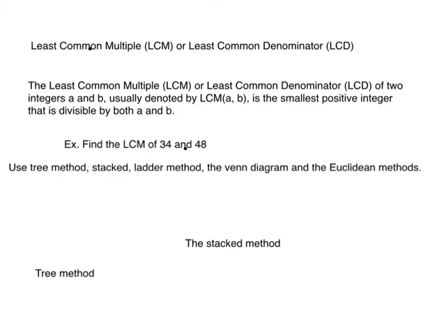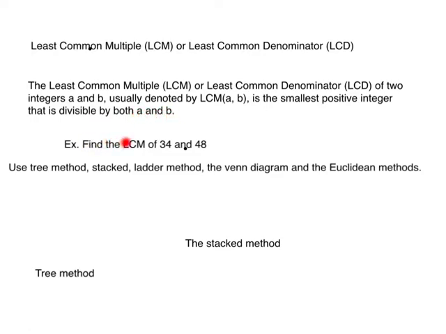I wanted us to go over some of the vocabulary and the work that we are supposed to complete for the homework. And we were talking about the least common multiple, which is sometimes known as the least common denominator. The least common multiple of integers a and b, so you must have two integers a and b, is usually denoted by LCM of a, b. It is the smallest positive integer that is divisible by both a and b.